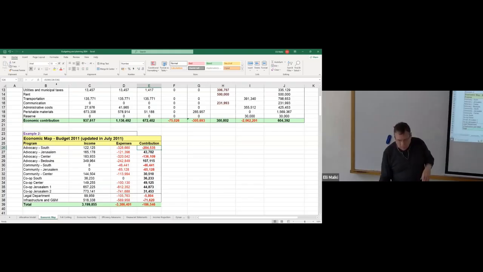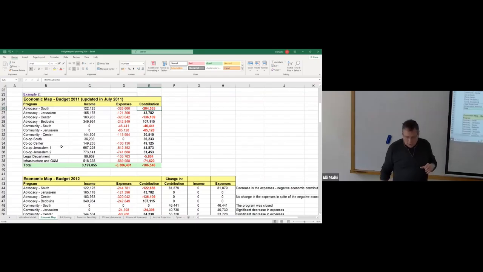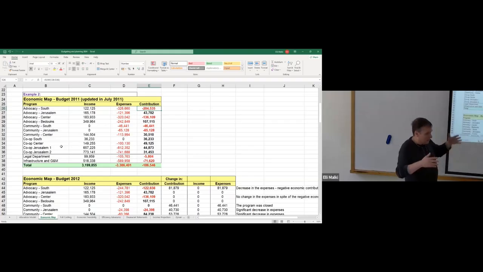So what do we see here? First of all, let's look at the program. This organization is kind of an advocacy community organization, and it worked in spite of its small size. You can see that it had kind of a large, at least in Israeli terms, a large geographical span, because it had programs in the south, in Jerusalem, in the center.